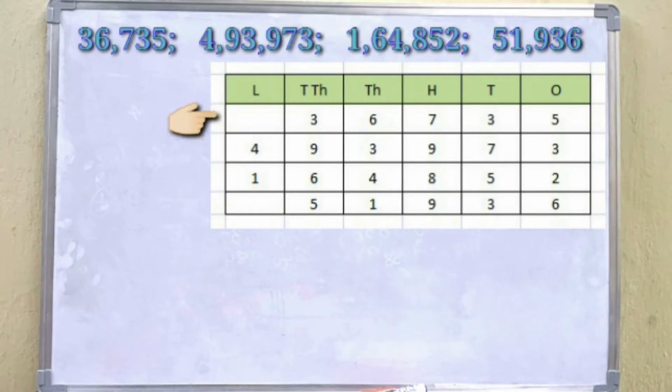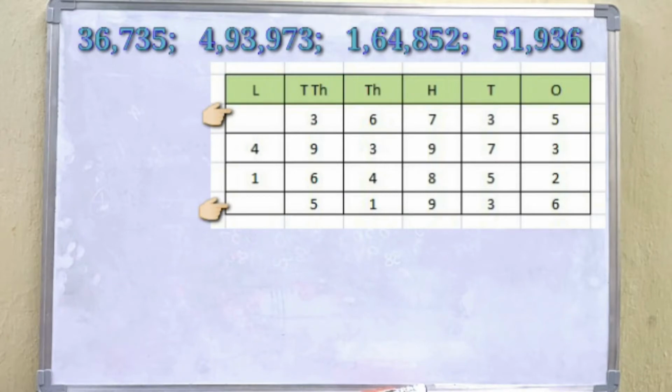Look here, first number, 36,735. It has only 5 digits, up to the 10,000s place. The second number has 6 digits. What is the highest place here? Lakhs place. So what is the number? 4,93,973. Look out for the third number. It has 6 digits: 1,64,852. And the last number has 5 digits. Highest place is the 10,000s place. What is the number? 51,936.